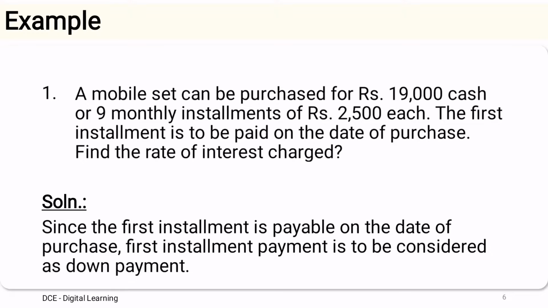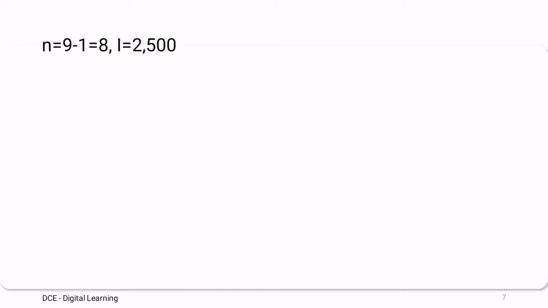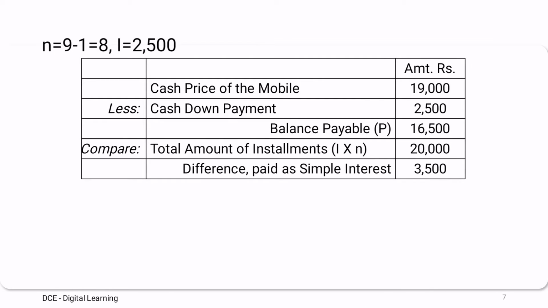So let us say the buyer wants to buy the mobile on installment basis. Since the first installment is payable on the date of purchase, the first installment payment is to be considered as the down payment or initial deposit. Therefore, the number of monthly installments after the date of purchase will be 9 installments minus 1 cash down payment. So the net monthly installments after the date of purchase will be 8, and the amount of each installment is rupees 2,500. Now if you prepare the table of simple interest, the cash price of the mobile is rupees 19,000.